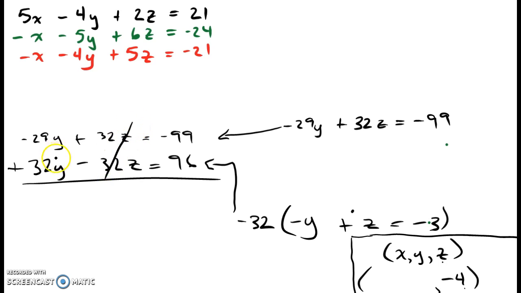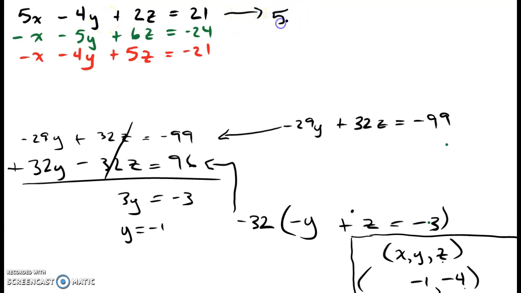So negative 29y plus 32y, and we get 3y. And negative 99 plus 96 is equal to negative 3. We just found out that y is equal to negative 1. So we can put negative 1 in here. And now we can take our y and our z, we can plug it in, we can solve for x. I'm just going to plug it into the black one.